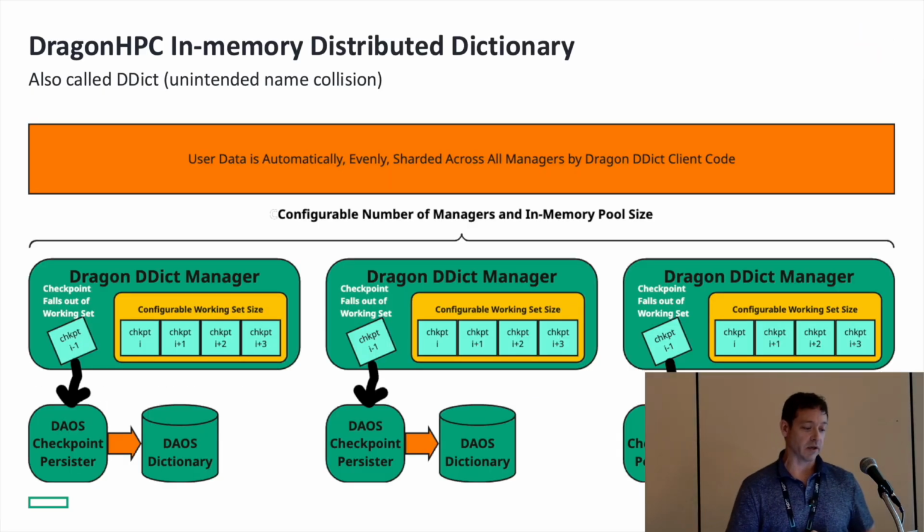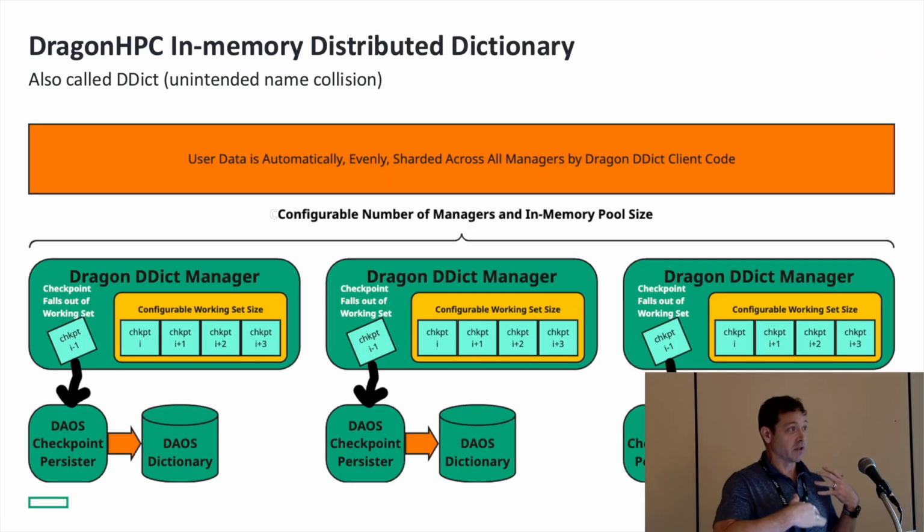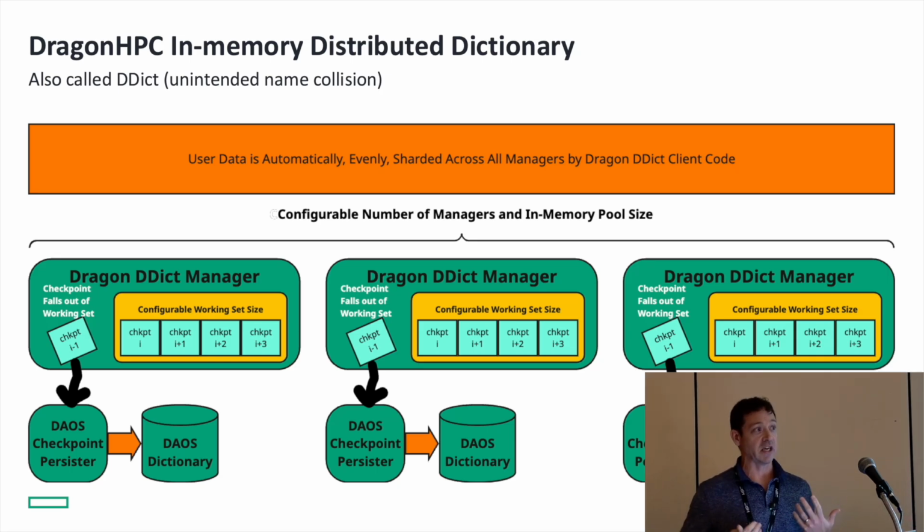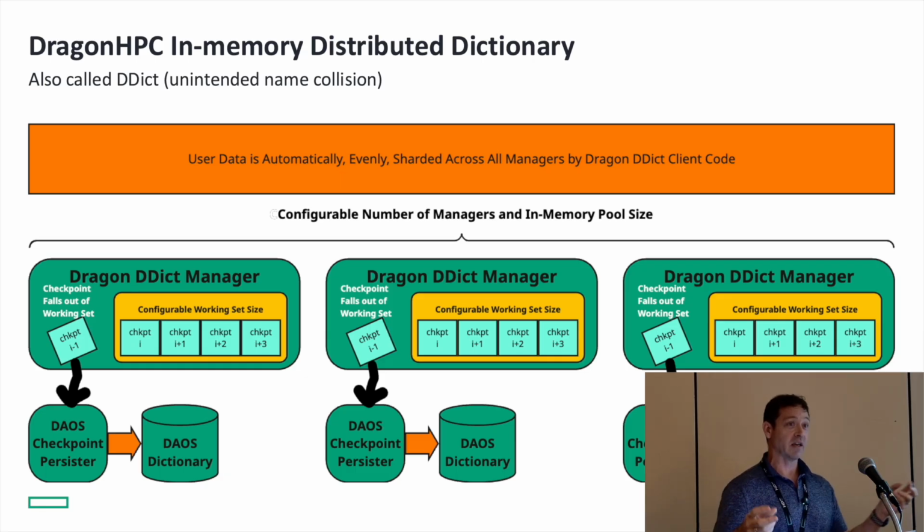So focusing on our in-memory distributed dictionary, a lot of this has similarities to some of the DAOS features. But what we're doing differently here is this is an entirely in-memory solution built out of the communication infrastructure that we have in our runtime. Our runtime has to facilitate dynamic Python functions running in independent interpreters, communicating with one another, and then exchanging data.